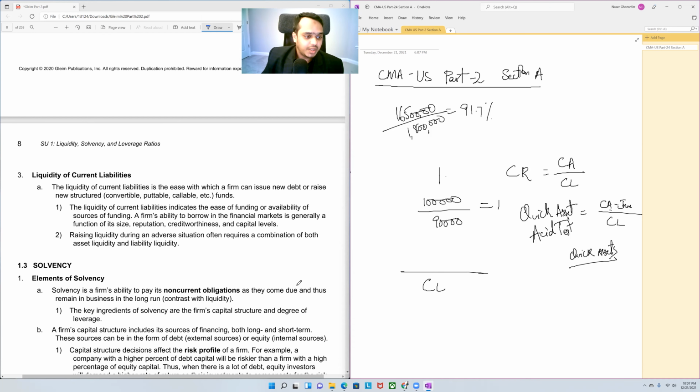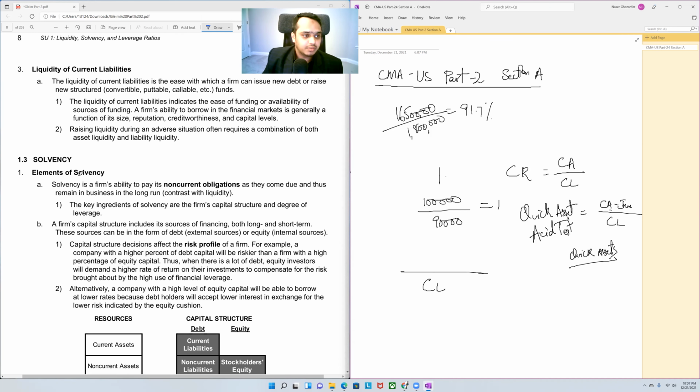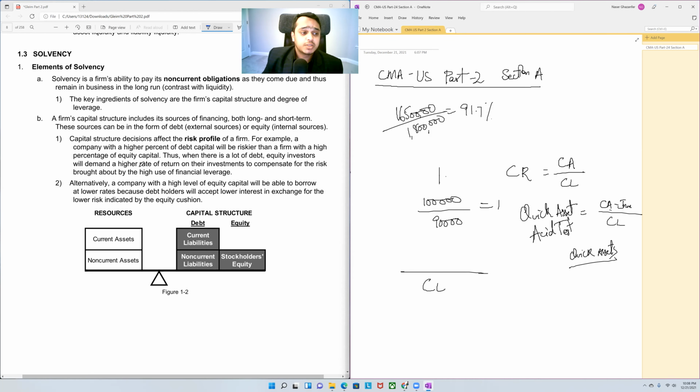So now next we have to move towards solvency. So liquidity is done. We go towards solvency. Now, how much your solvency is depends on what your actual capital structure is. Now, when I talk about capital structure, most of the times I am talking about how much debt do you have? Okay. How much debt do you have?